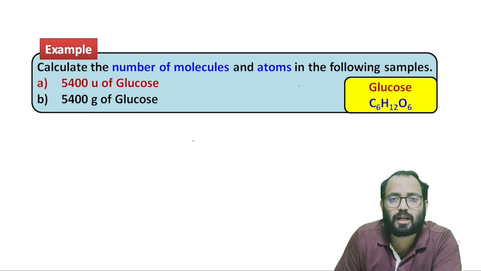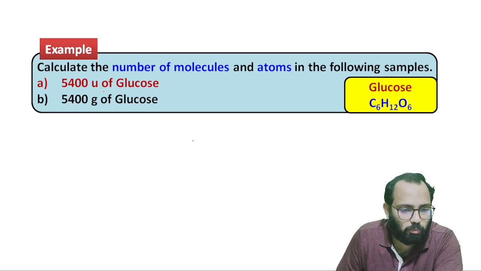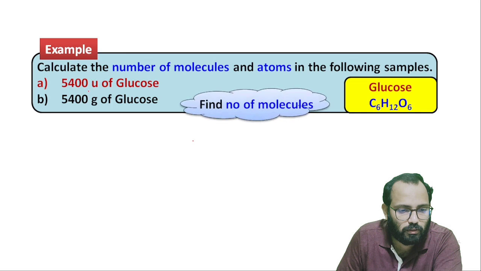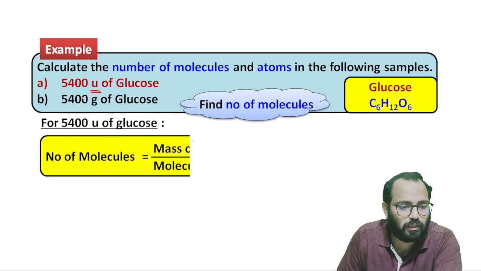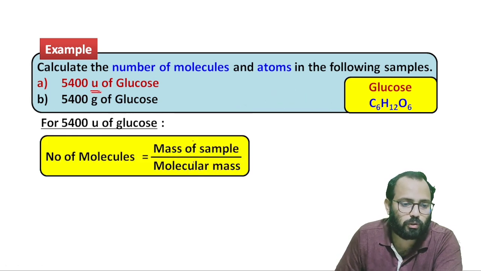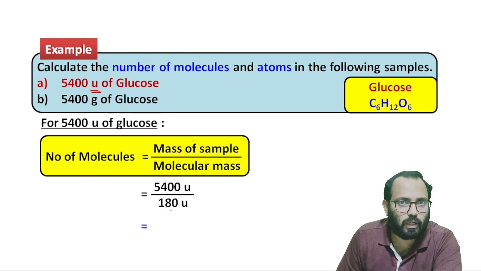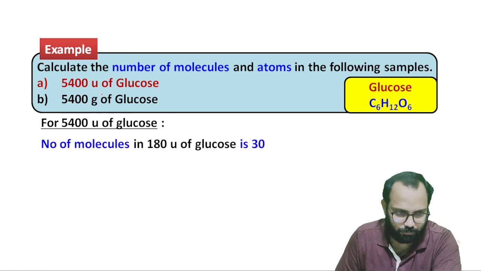Calculate the number of molecules and atoms in the following samples. Number of molecules: look at that. 5400 U of glucose. If they have given you the U, then you directly divide. I told you, number of molecules is mass by molecular mass. So what is the mass? 5400 U. What is the molecular mass? 180 U. So it's going to be 30. So 30 will be the number of molecules of glucose in 5400 U of glucose.